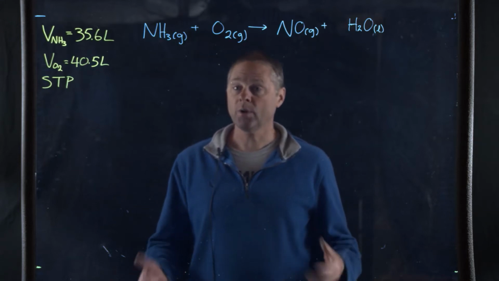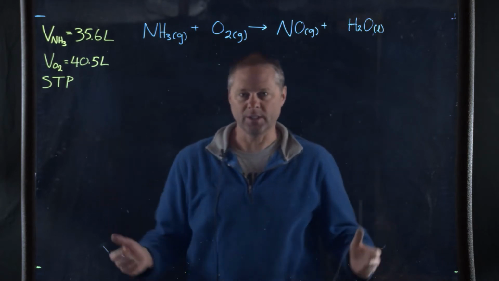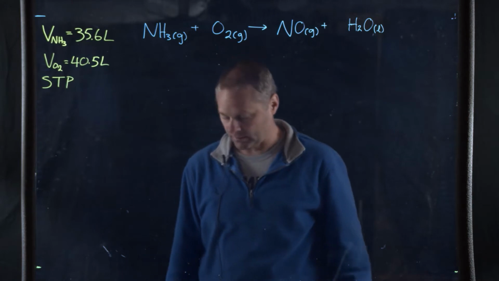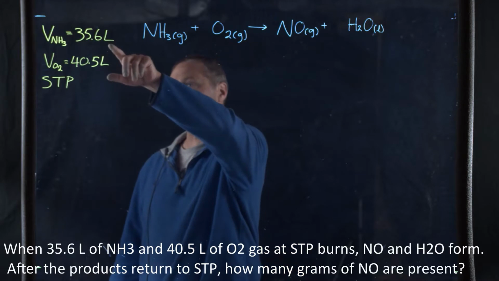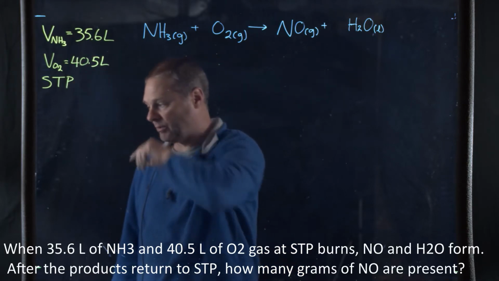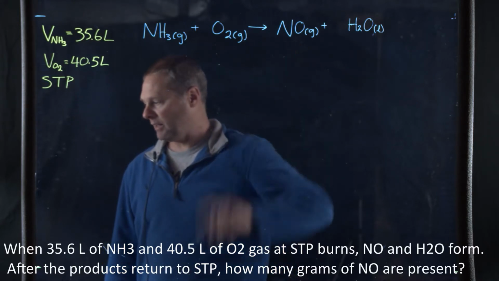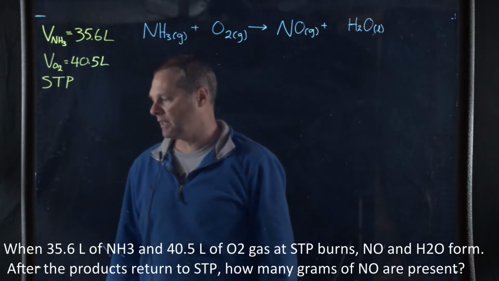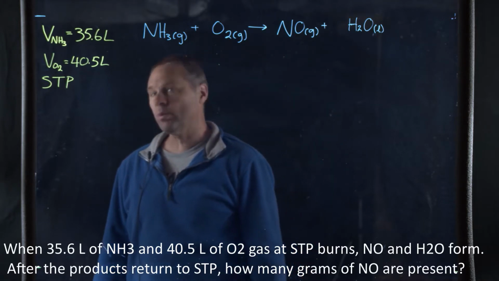In this problem, once again, we're going to be working with the ideal gas law, but we're also going to be working with stoichiometry. I know I said a very bad word, but we're going to be combining stoichiometry with the ideal gas law. So the question reads as such. When 35.6 liters of ammonia and 40.5 liters of oxygen burn at STP, nitrogen monoxide and water are going to form. After the products return to STP, how many grams of nitrogen monoxide are present?